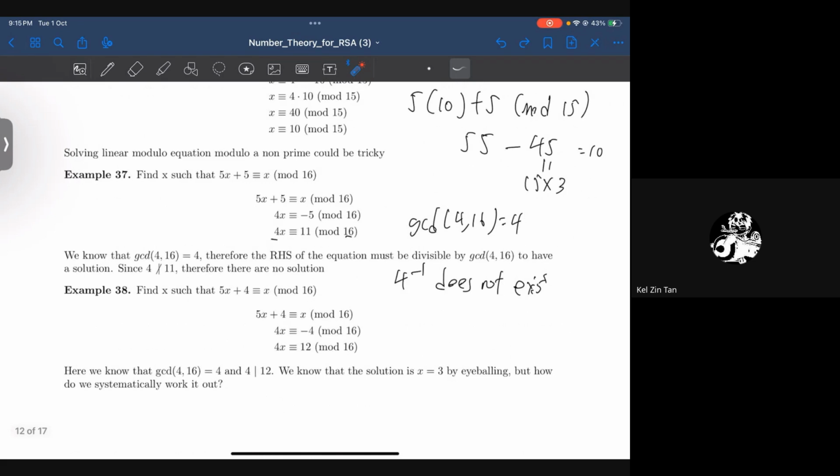Okay, so suppose we just look at this situation. We don't care about the 11 here first. So we just look at 4x modulo 16.